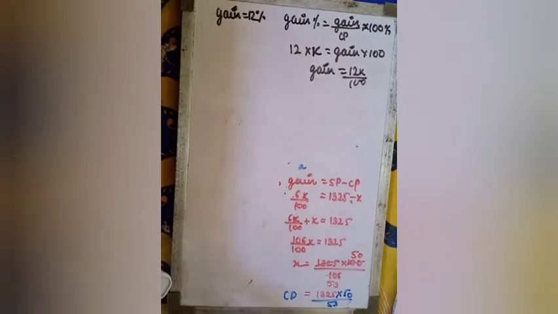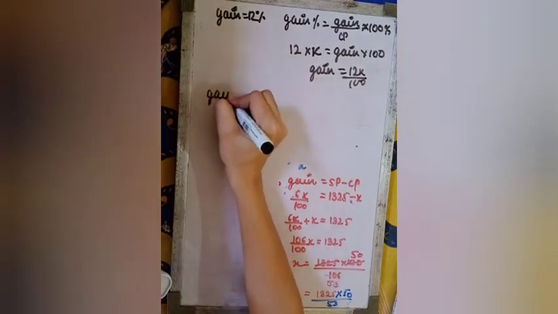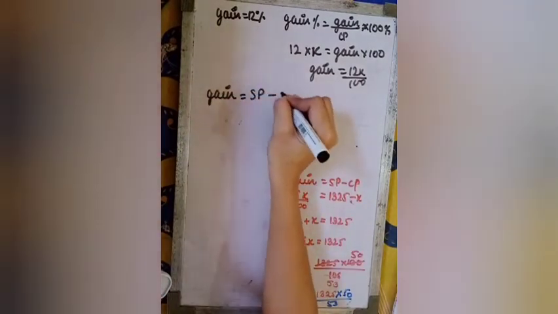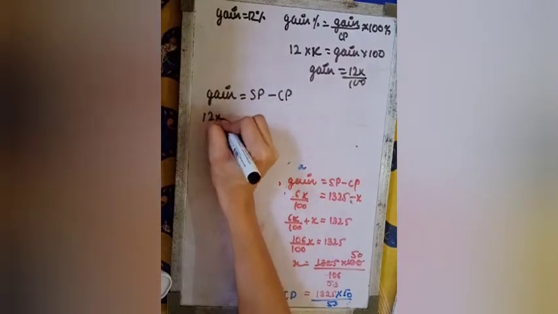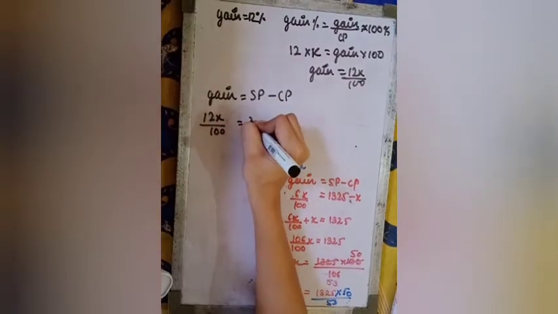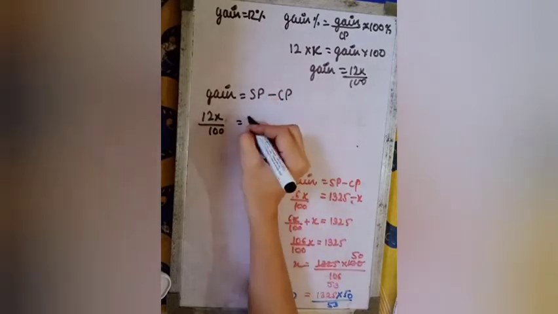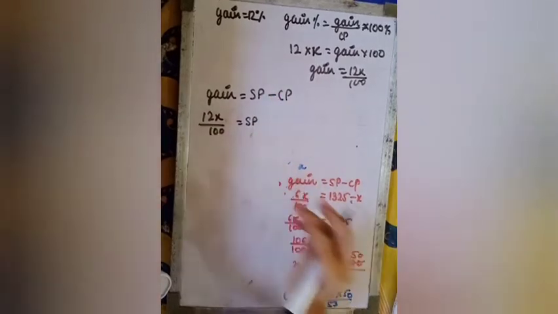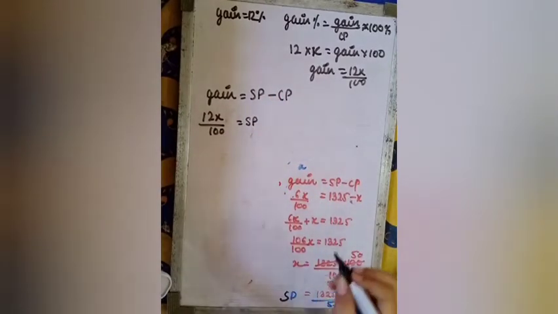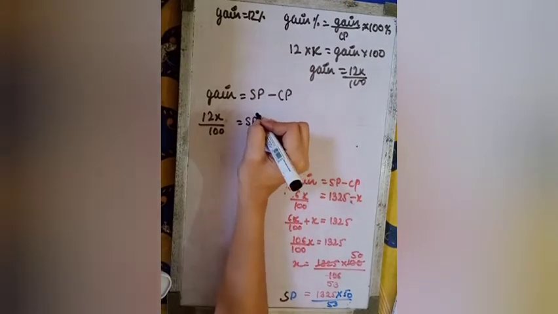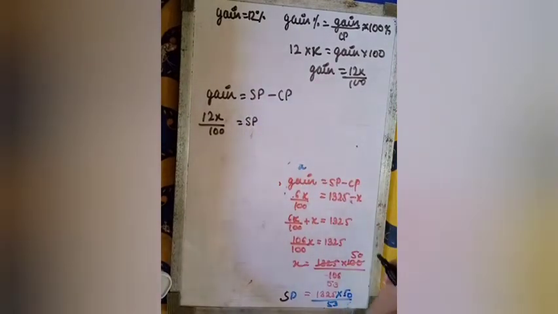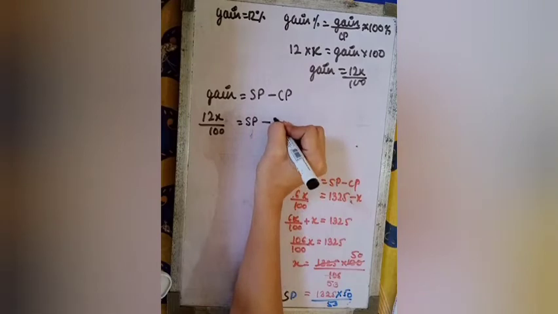Again, now from here we know gain equals SP minus CP. It is 12x upon 100. SP we have to find out. Sorry, it is SP, right? SP we have to find out, minus x.